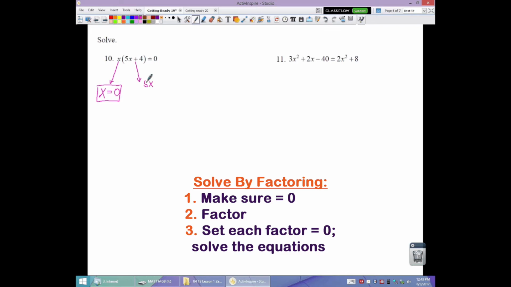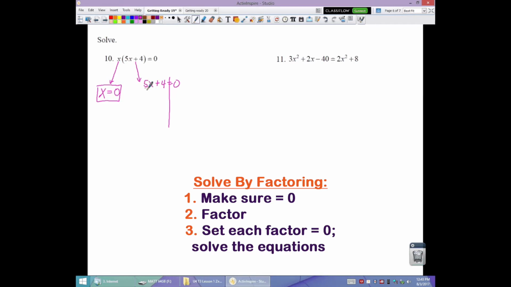And what would make 5x plus 4 equal 0? Now here's the first time it's absolutely essential that you actually write out this little mini equation. You're not going to just look in these parentheses, look at that binomial, and tell me you know what x is equal to. I've got to solve this.